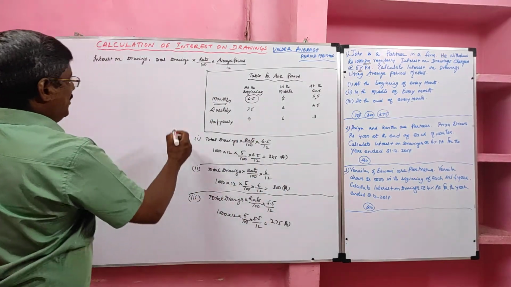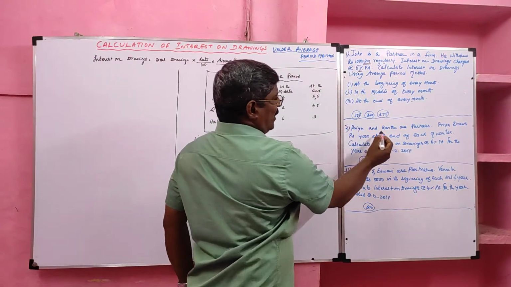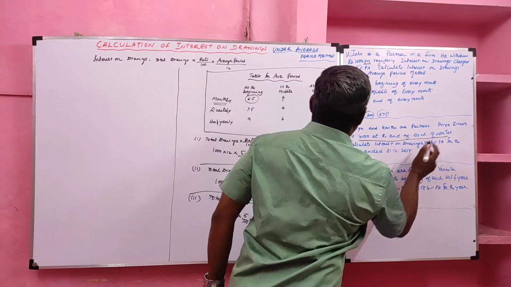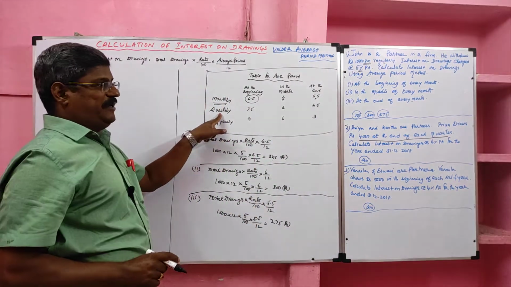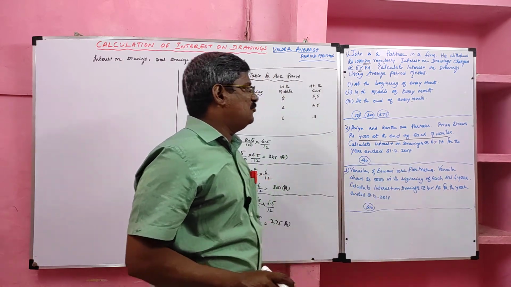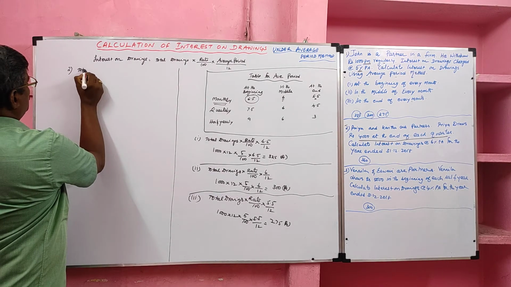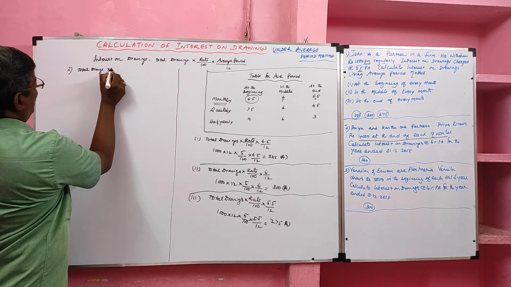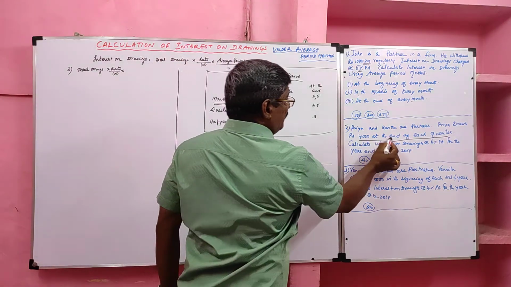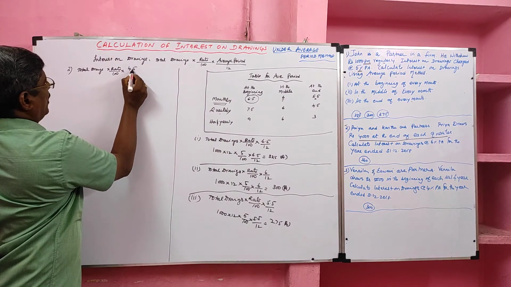Then go to the second one. Priya and Kavita are partners. Priya draws 4,000 at the end of each quarter. Quarter means we have to apply this average period. At the end of each quarter, calculate the interest on drawing at 6% per annum for the year ended 31st December 2018. So what is the formula for the second sum? Total drawings into rate by 100 into, at the end of each quarter, 4.5 divided by 12.